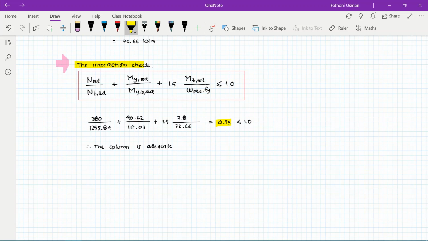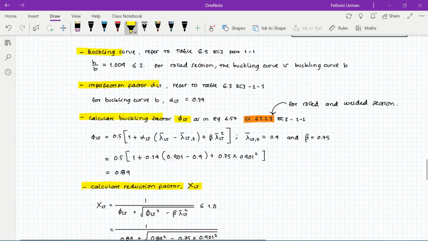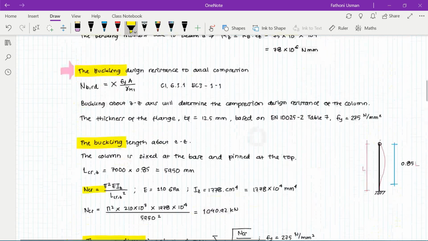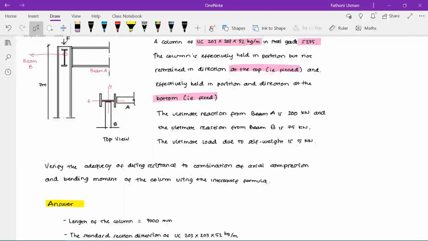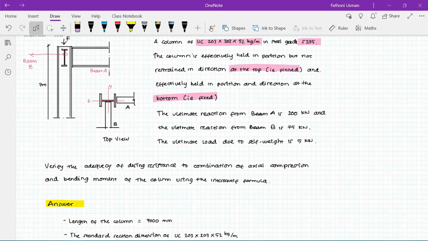Okay, that's all for this example. So this column is verified, it can resist the bending and axial compression induced by beam A and beam B that are attached to the column and also the self-weight.